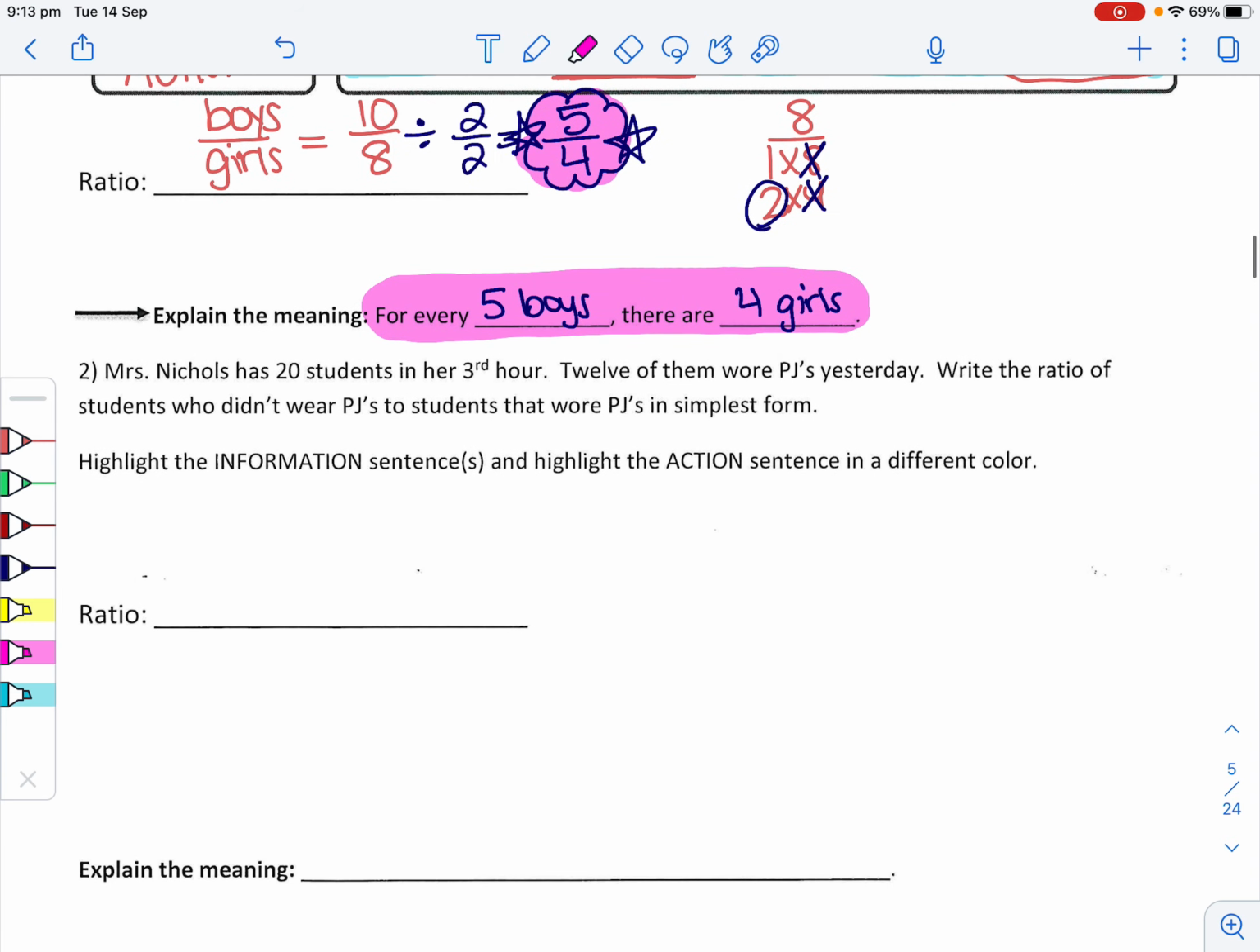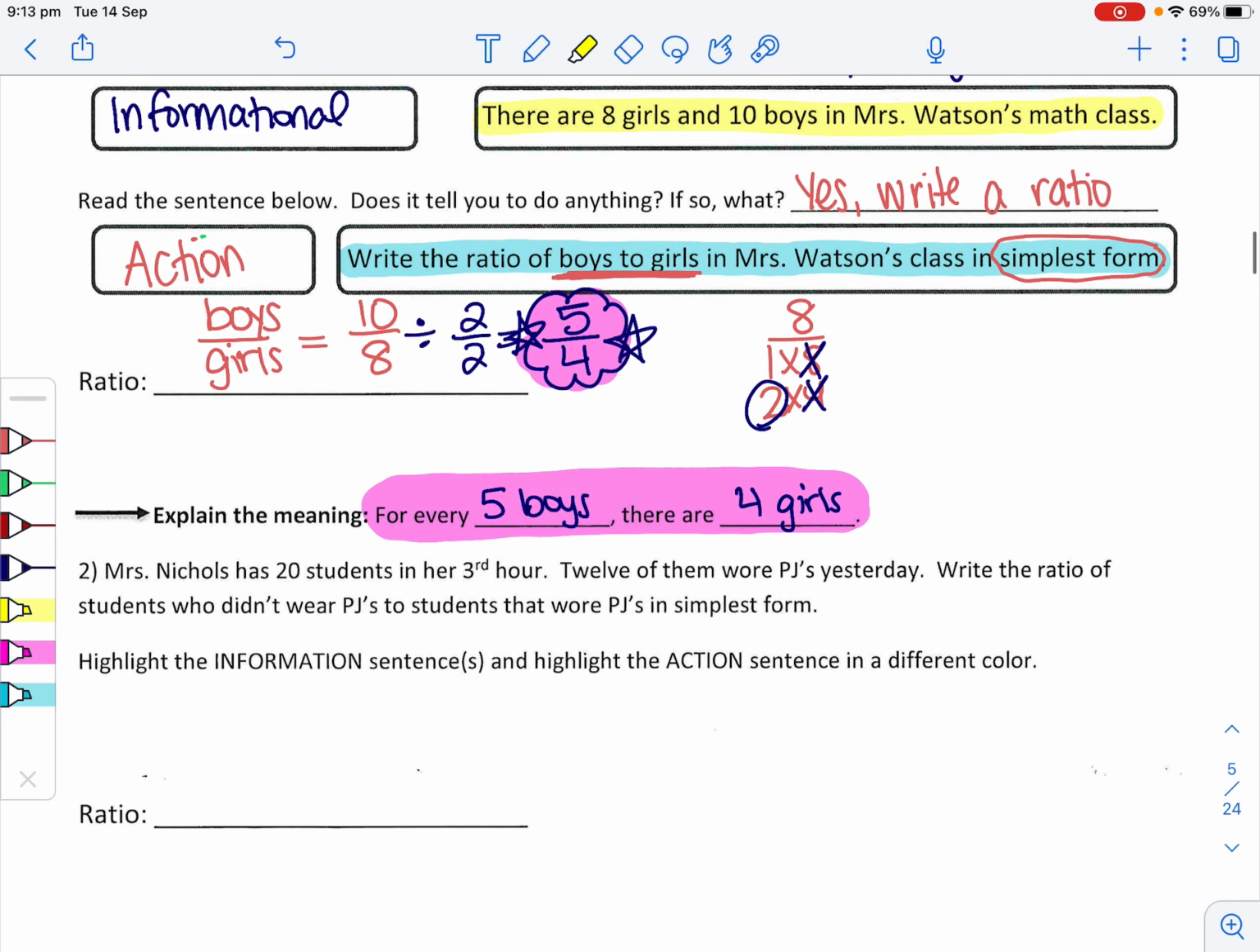Number 2 says, Mrs. Nichols has 20 students in her 3rd hour. 12 of them wore PJs yesterday. Write the ratio of students who didn't wear PJs to students that did wear PJs in simplest form. Highlight the information sentence and the action sentence in a different color. So I am going to use yellow for the information sentence, and I'm going to use blue for the action sentence.